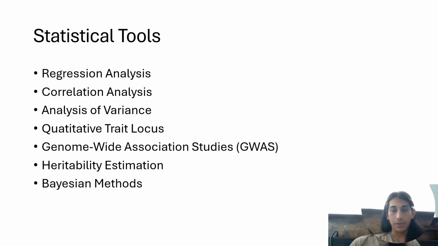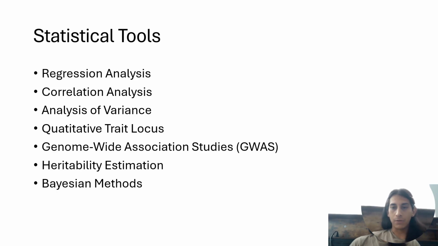QTL mapping is a great tool. I've seen this before in, I believe, molecular biology. Interval mapping identifies QTLs by analyzing the association between genetic markers and phenotypes. Composite interval mapping combines interval mapping with multiple regression to identify QTLs.